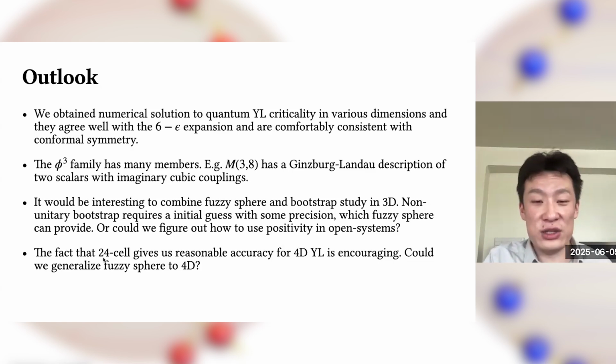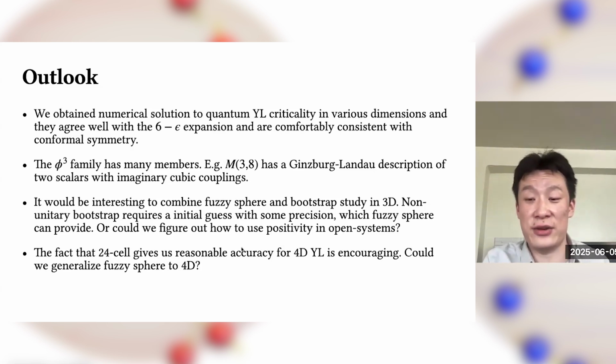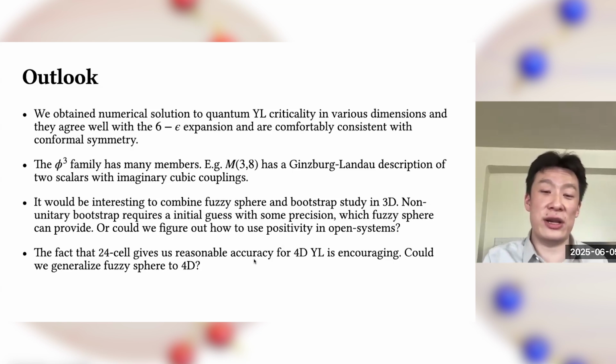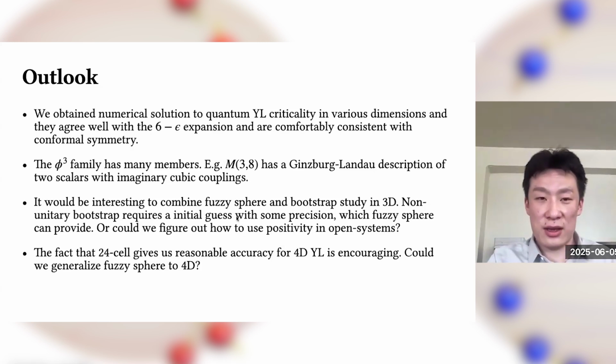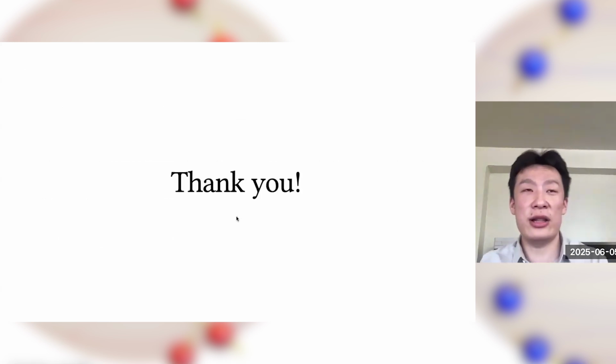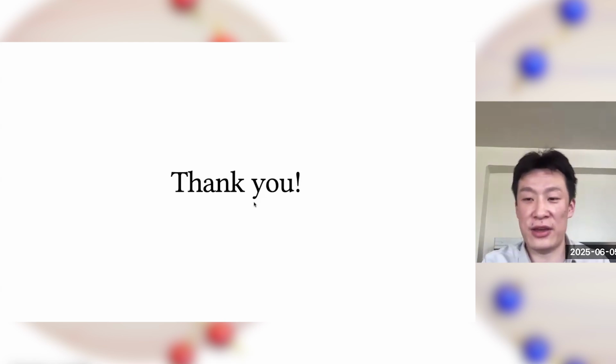Finally, the fact that the 24-cell gives us reasonable accuracy for 4D Yang-Lee is very encouraging. So if there's a generalization of the fuzzy sphere in 4D, we should be able to do the finite size scaling and obtain pretty good results for the 4D interacting CFT. Okay, so that's all I wanted to share. Thank you very much.